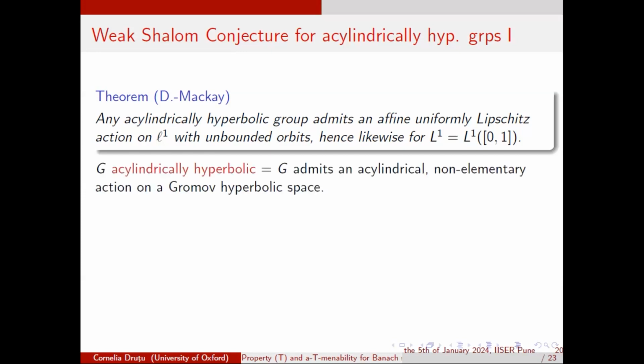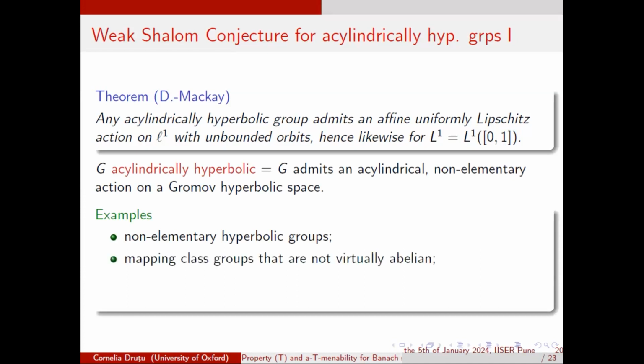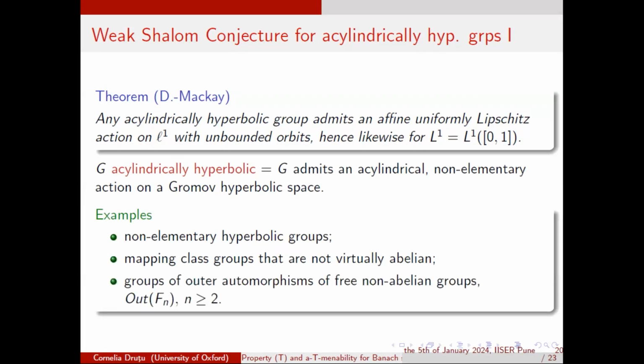Now, this class of acylindrically hyperbolic groups is larger than the class of Gromov hyperbolic groups. Its definition just asks that the group has an acylindrical, non-elementary action on a Gromov hyperbolic space. It covers the non-elementary hyperbolic groups, but it also includes many other groups, like the mapping class groups that are not virtually abelian, and the groups of outer automorphisms of free non-abelian groups. So it's a much larger class.